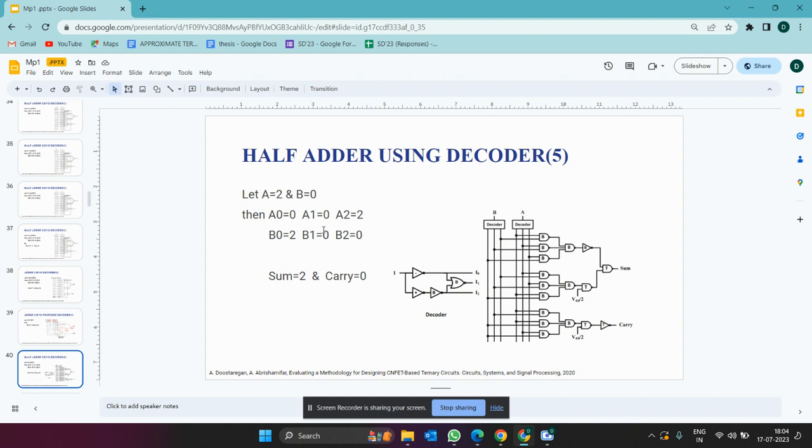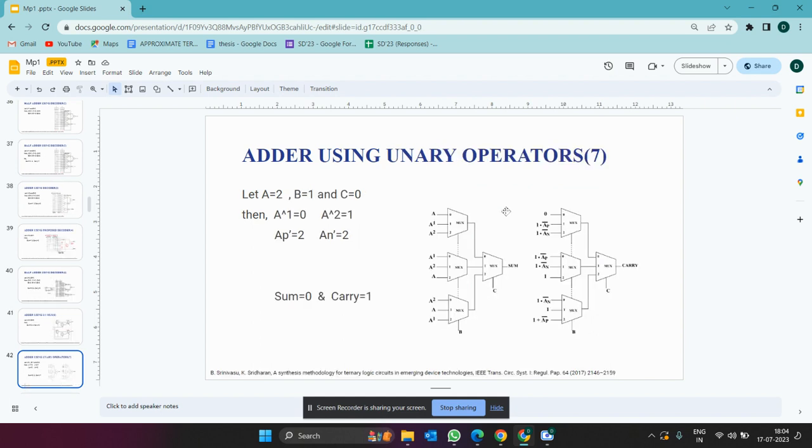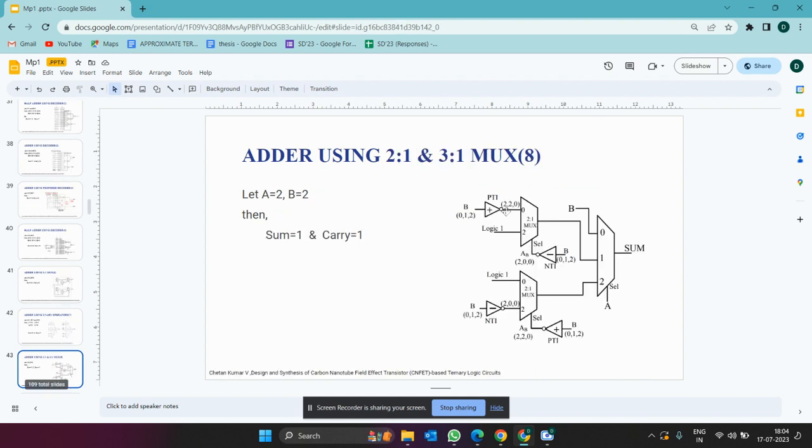The fifth design is based on the binary gates and the ternary gates, as well as the dual voltages. And this is the sixth design. This is the mux based design. This is the 3:1 mux base design. And this is the seventh design. This is the eighth design.